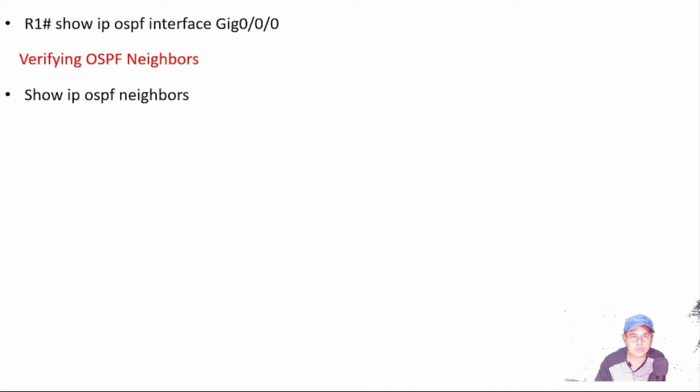So if you want to know the status of the DR and BDR, you can use show ip ospf interface, and then the name of the interface on a particular router. To verify OSPF neighbors, you can use the command show ip ospf neighbor. We're going to use this one later on in our demonstration.